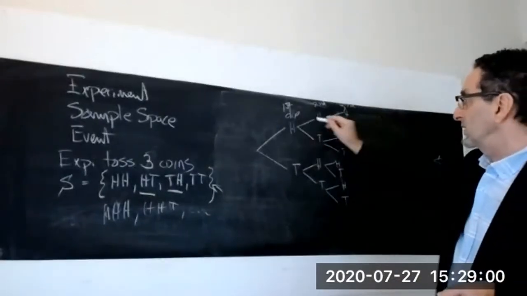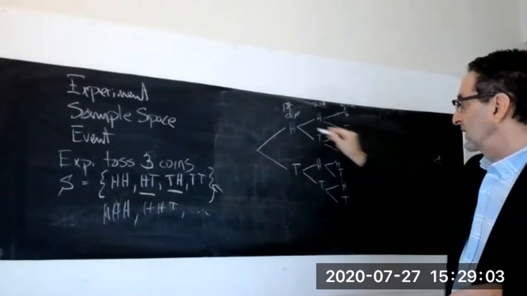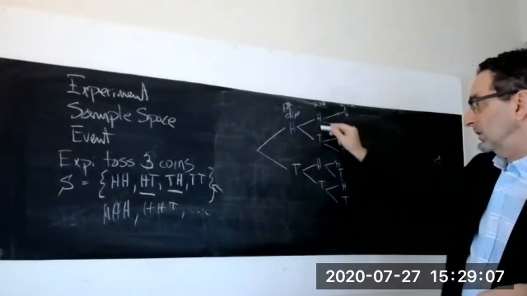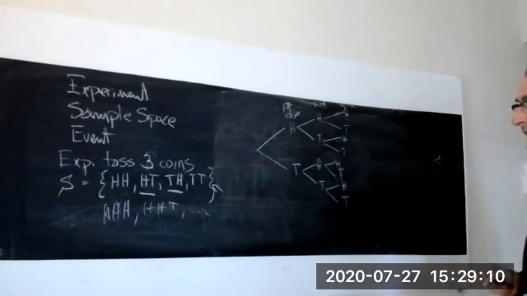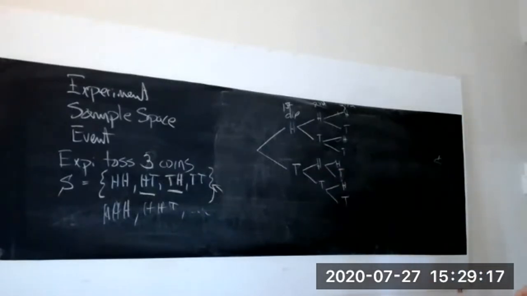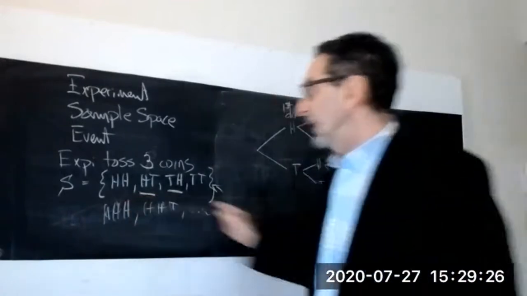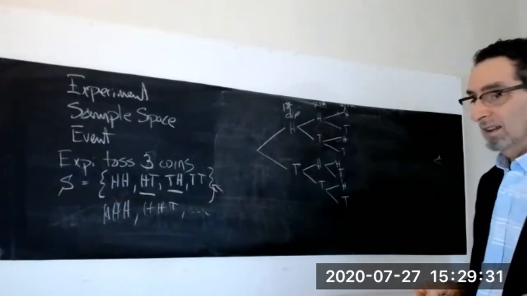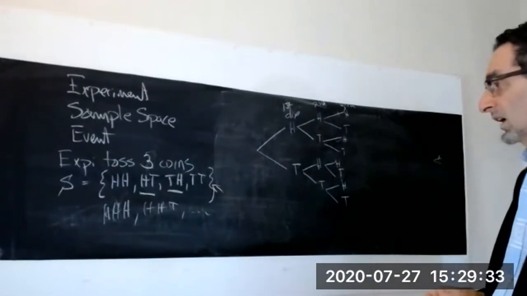There's going to be 1, 2, 3, 4. So that's 4. And then there's just going to be a mirror of that, so there's going to be another 4. Altogether, there are going to be 8 outcomes. The last one is going to be T, T, T. So we can use tree diagrams to enumerate the sample space for a more complicated experiment.